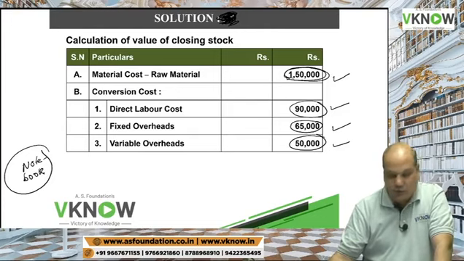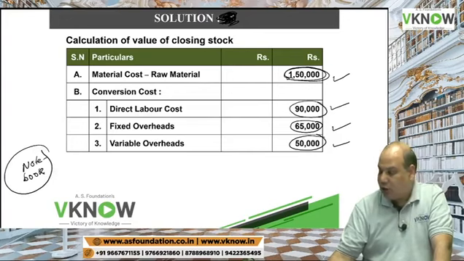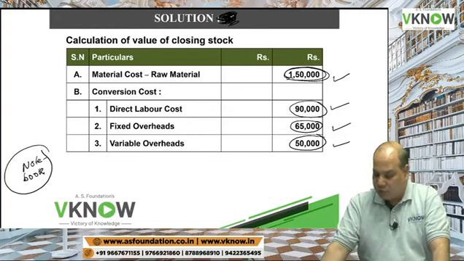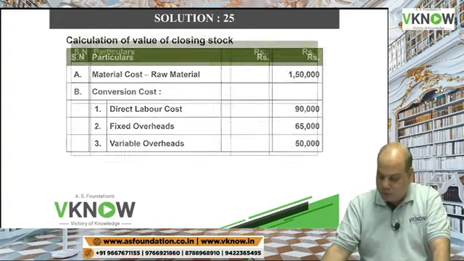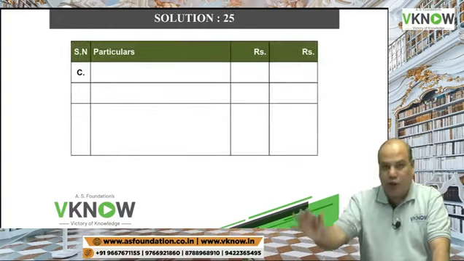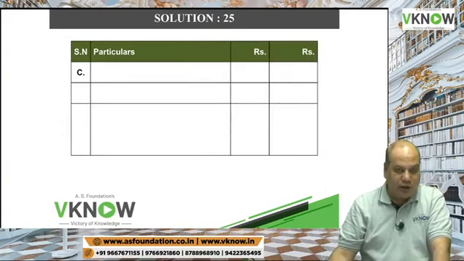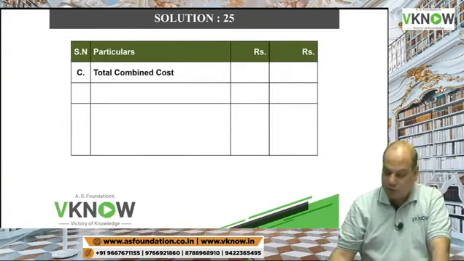Have you done this much? I repeat, please rectify the figures in your notes. Raw material 1,50,000, labor 90,000, fixed overhead 65,000 and variable overhead 50,000. So you will continue. It's a long table. I will change the slide. You will go one below the other.